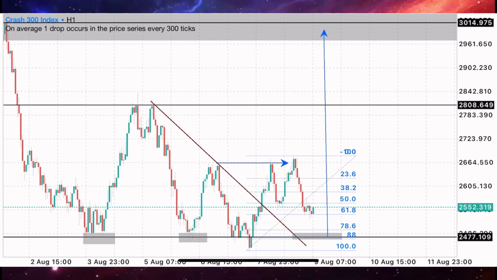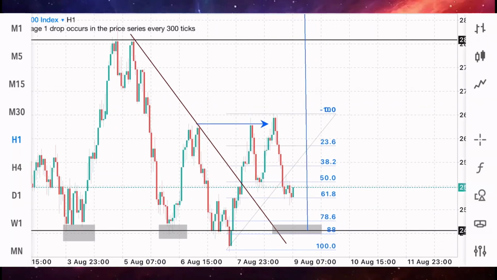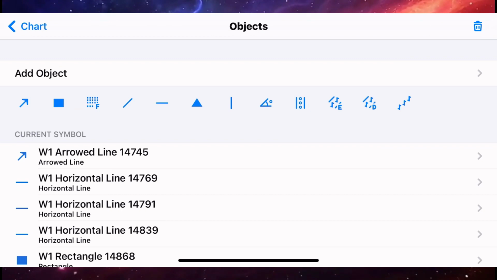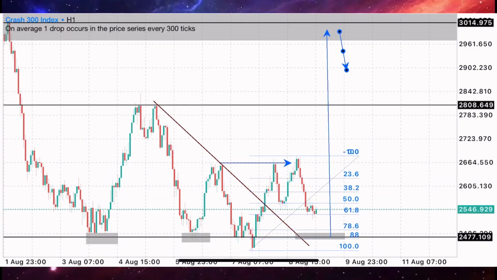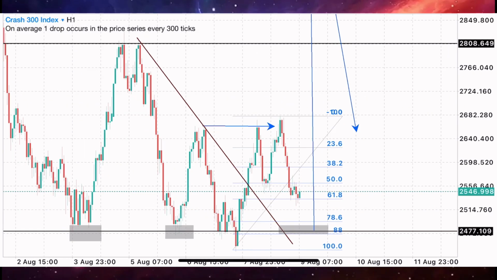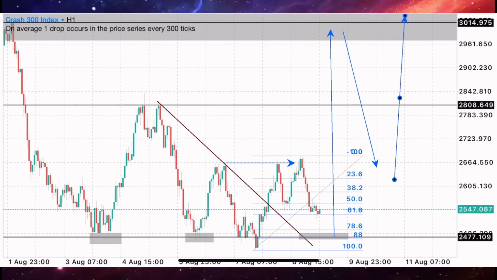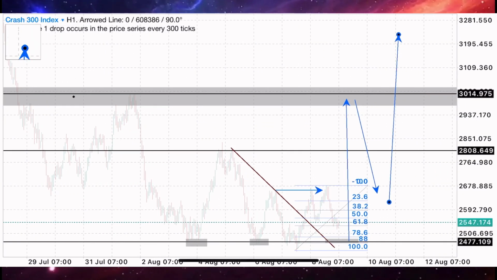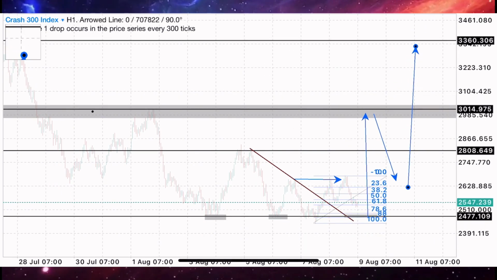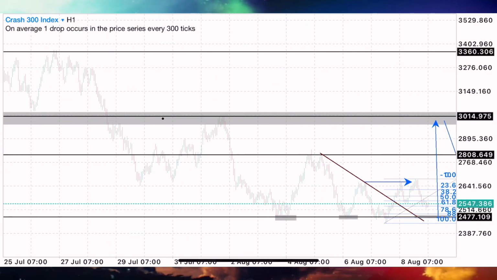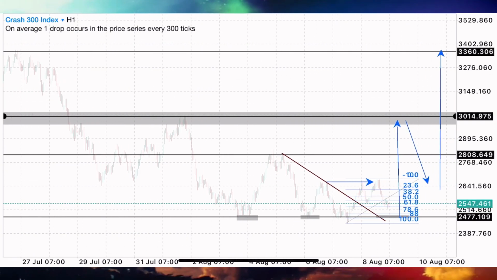Because it can come all the way to the top, it will be a higher high. After creating a higher high, it can give a small pullback before a continuation to the next major zone, which is there. So this is what I'm seeing now on Crash 300. This is a beautiful swing trade.